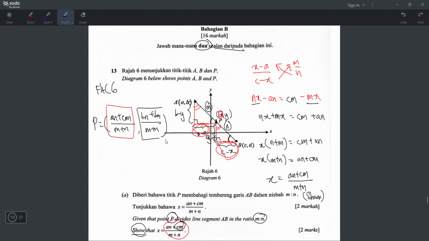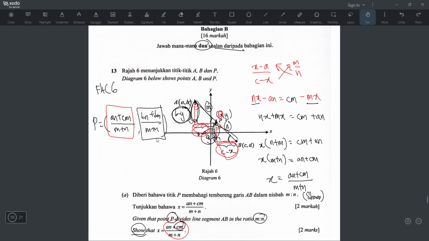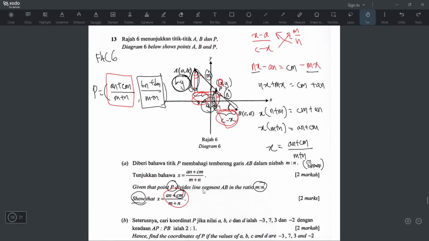You can actually prove for the y coordinate also, but you have to take the vertical distance divided by the vertical distance, right? When you take this side divided by this side, it will be m over n. Trust me, if you do that, you will get this. But I won't do it, because this question never asked for that. I'll just focus on what the question asks. Hope you understand.